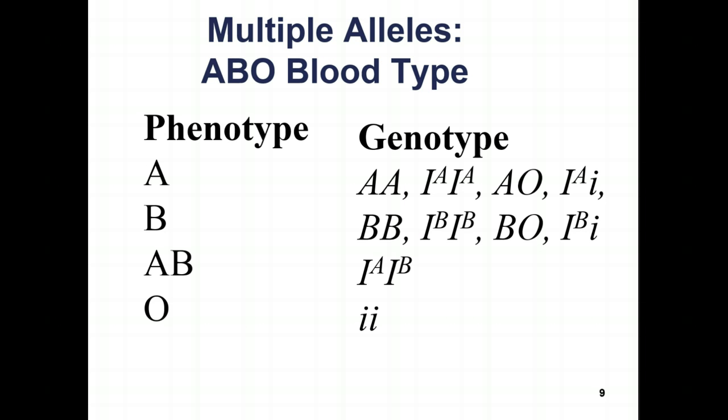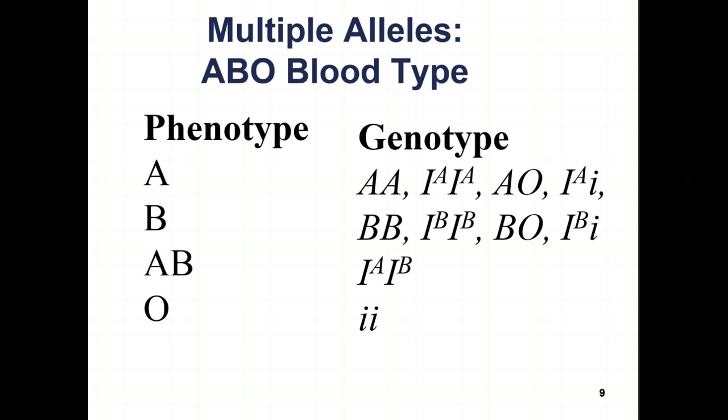This slide is just showing the different ways in which geneticists will write the genotypes for the phenotypes, which is the actual blood type that you have. So for example, the phenotype type A can be written in terms of its genotype as IAIA, or IAi.